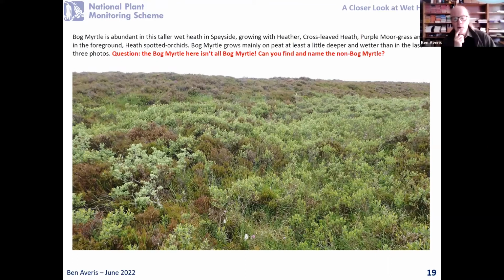I'd mentioned that what we're seeing is not all bog myrtle. Can you find something that isn't? Obviously, I'm not talking about heather. There's something bog myrtle-ish in its appearance that's not bog myrtle. What is it? Where is it? Just a few moments to look at that and think, where is it? And what is it?